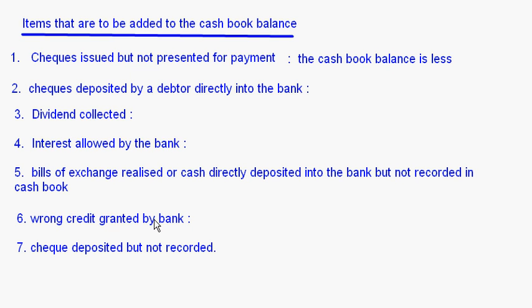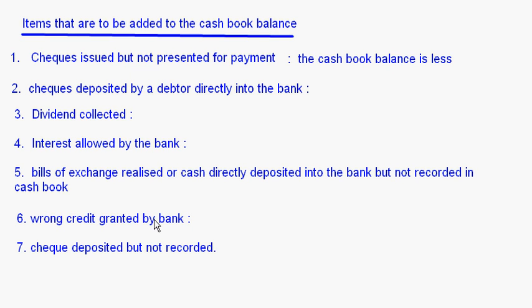Same way, interest allowed by the bank. Interest allowed by the bank means interest given by the bank. When the bank gives any interest on our deposits, it immediately credits that money, so the bank balance gets increased. But we can add that amount in our cash book only when we know that the interest has been given and how much interest has been given. So till that time the cash book balance is less, right?